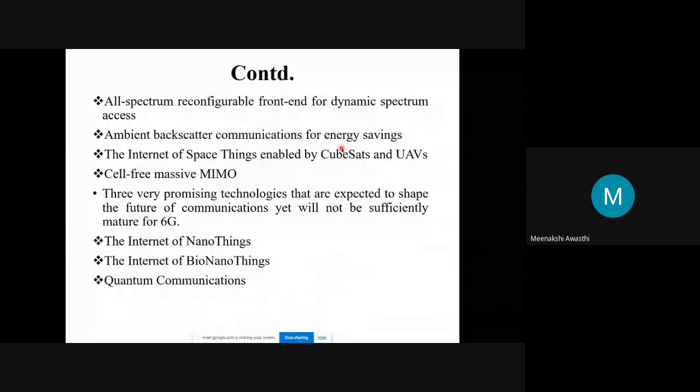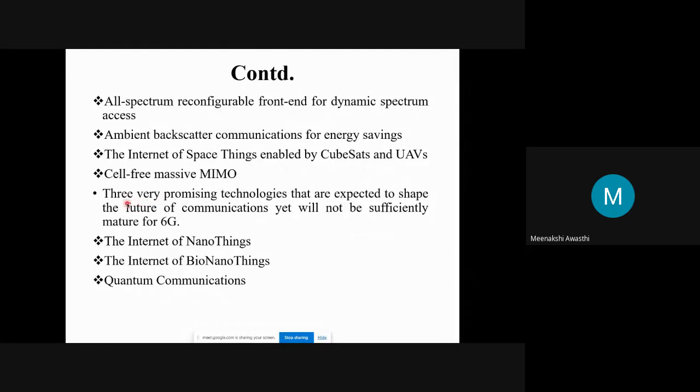Next is cell-free massive MIMO. Till now we are limited to massive MIMO in 5G, which is related to the cell. So we'll be thinking about cell-free massive MIMO in 6G. It will be beyond cell design, beyond being cell limited. So these are a few areas of the 6G evolution.